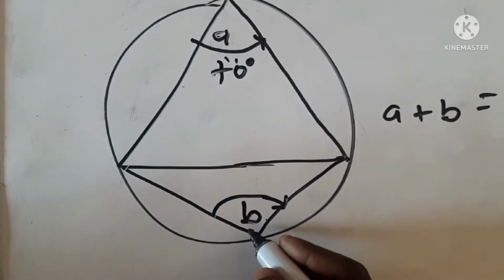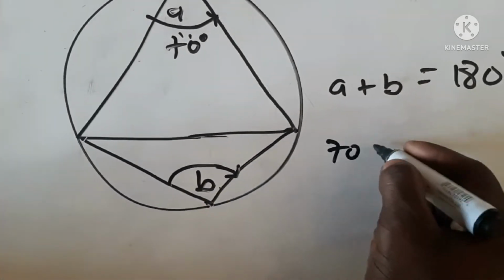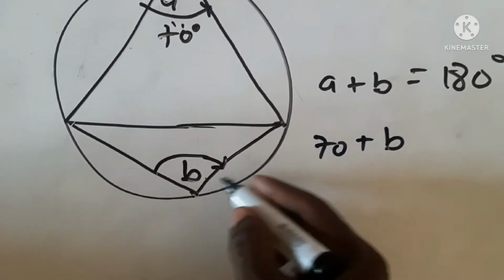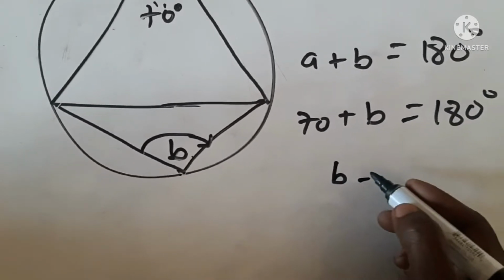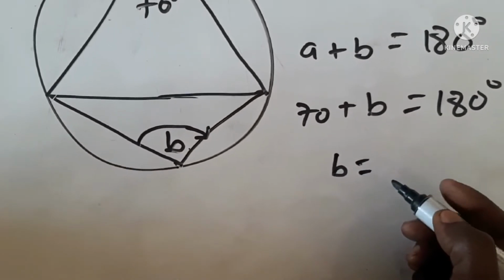Suppose that you are having 70 here, what will be the value of your friend's here? It will be 70 plus B, which is down here, equal to 180 degrees. Is that okay? Therefore you have your B here to be equal to what?